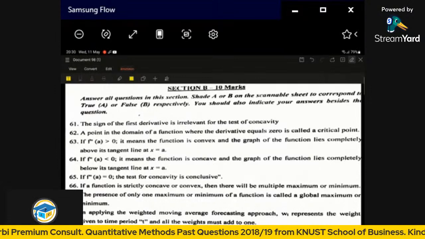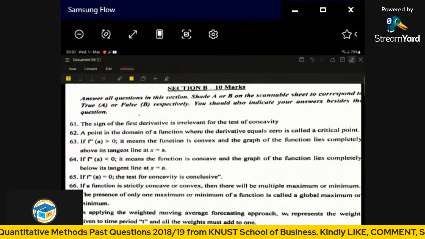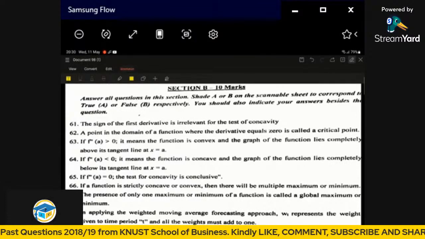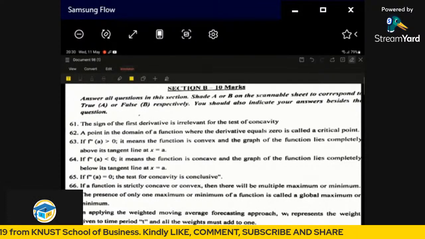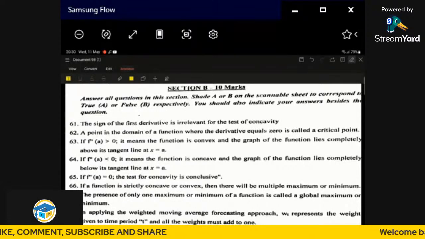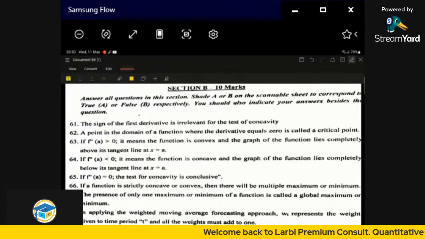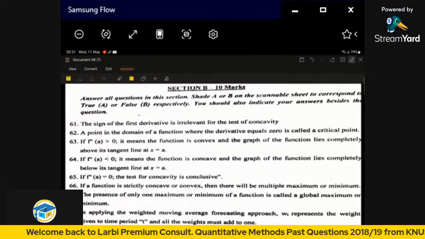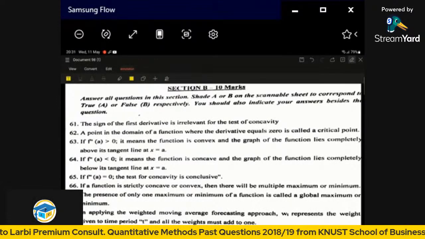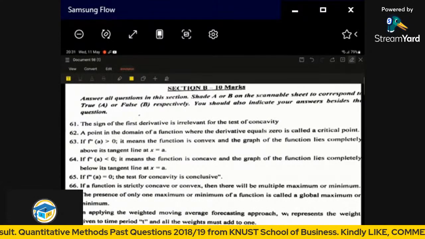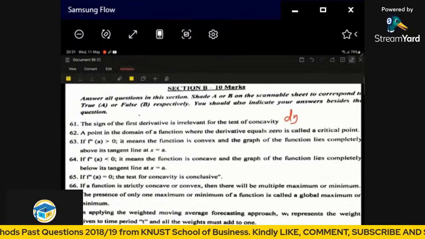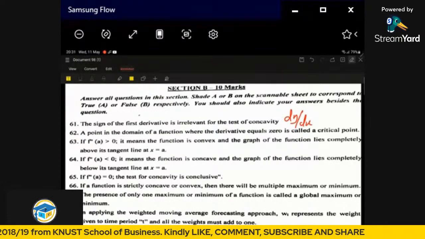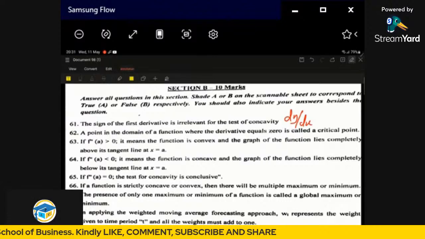Now, question 61 is saying that the sign of the first derivative is irrelevant for the test of concavity. We say for you to test for the concavity of any function, that's where we test whether this function is a maximum, a minimum, or a function at inflection. So he's saying that the first sign, that's where we have our dy over dx. We use the first derivative as dy over dx to test for the concavity of a function.